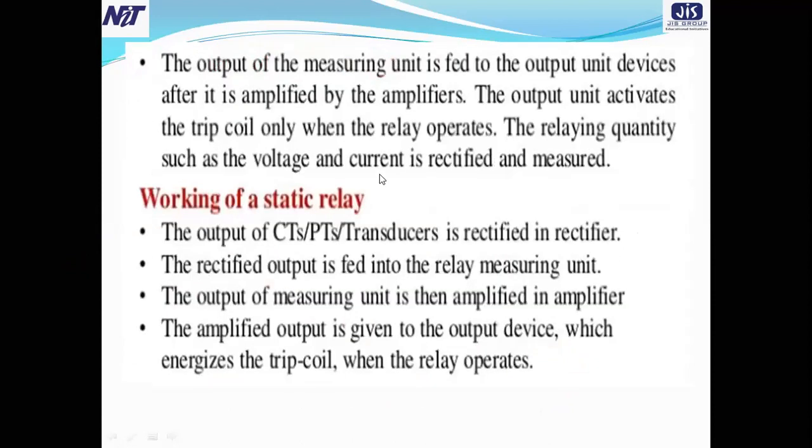Now, the output of the measuring unit. In the last slide we find that the output of the measuring unit is fed to the output devices, after it is amplified by the amplifier. The amplifier amplifies the output value of the measuring unit. The output unit activates the trip coil only when the relay operates.